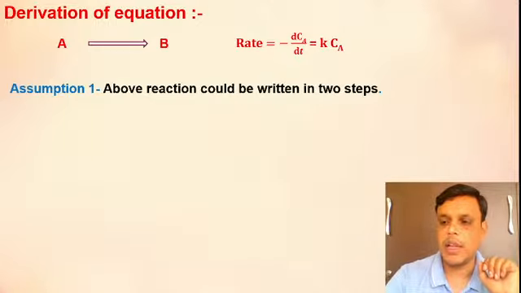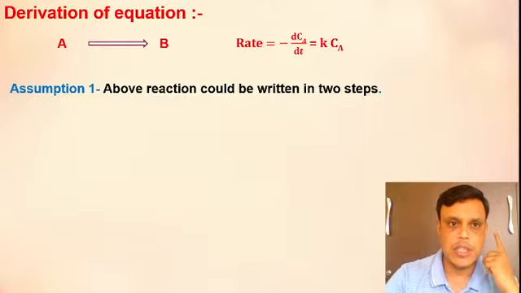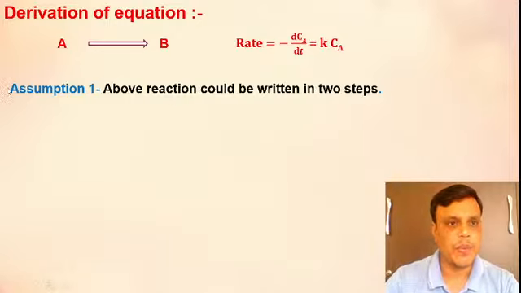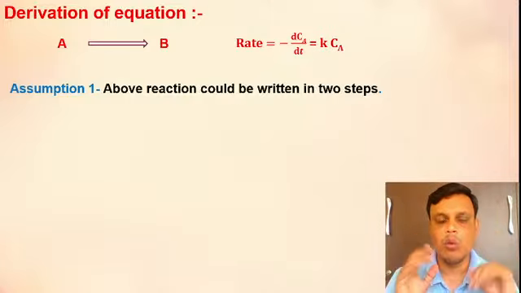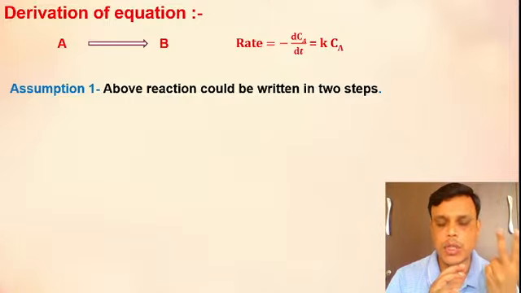What you have to do is apply the assumptions properly while deriving the equation. Now assumption number 1 is on your screen. Assumption number 1: the above reaction could be written in two different steps. You can see the reaction A goes to B. According to assumption number 1, it is not a simple one-step reaction, so it is a two-step reaction.